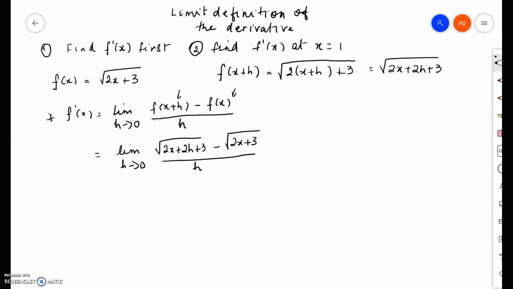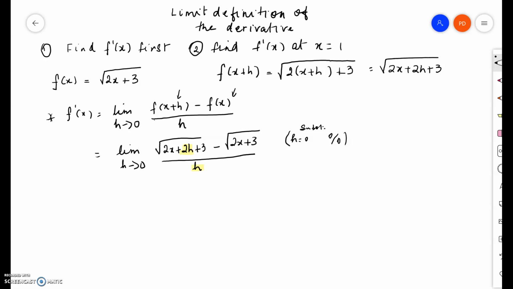Now think about it. If we had to find limits, the first thing that we would do is substitute h equals 0. So that's our first step. This is what we need to try. But think about it. If you substitute h equals 0, clearly the denominator is 0. In the numerator, the 2h is going to become 0. So you have radical 2x plus 3 minus radical 2x plus 3, which is equal to 0. So what we have is a 0 over 0 form.